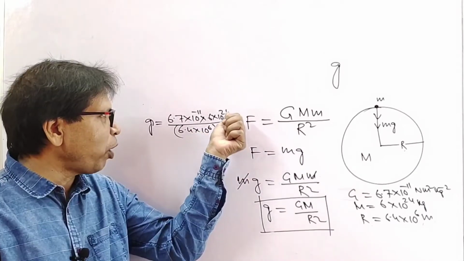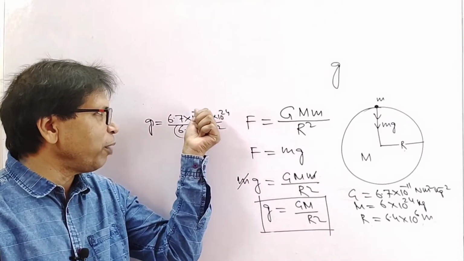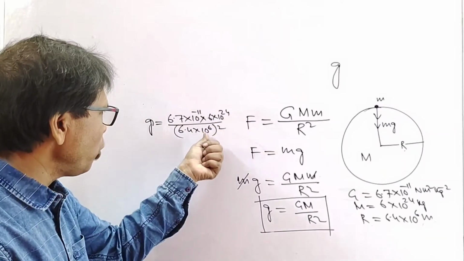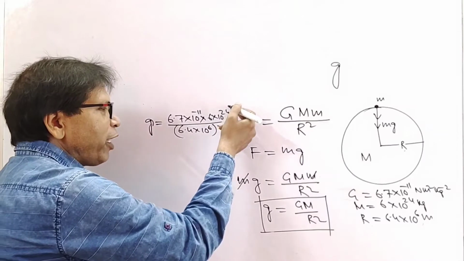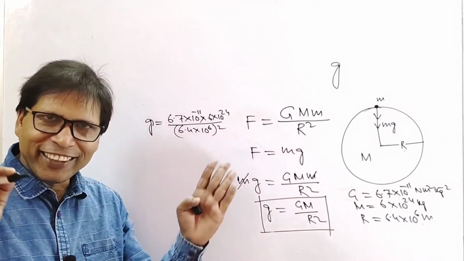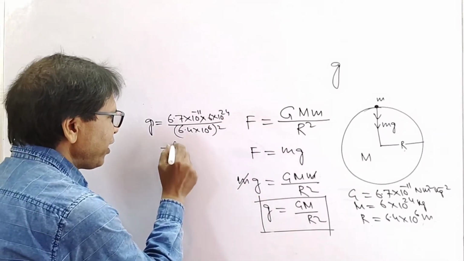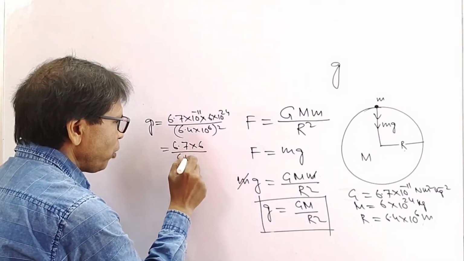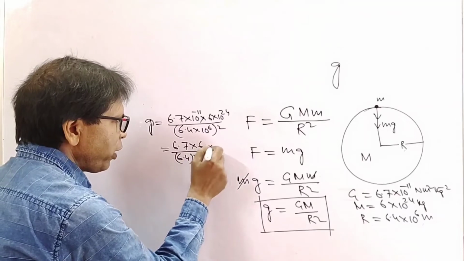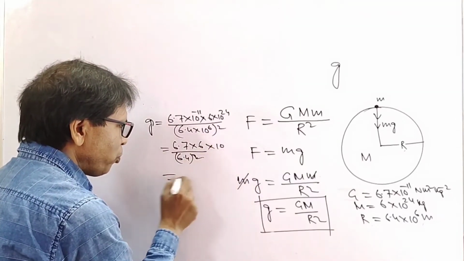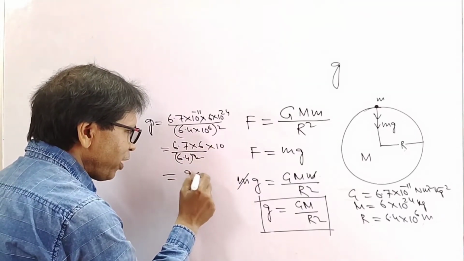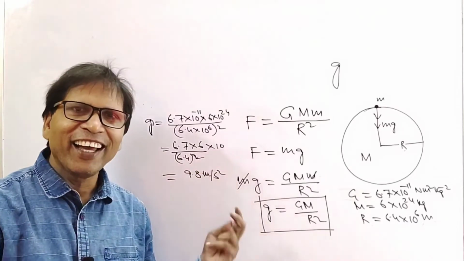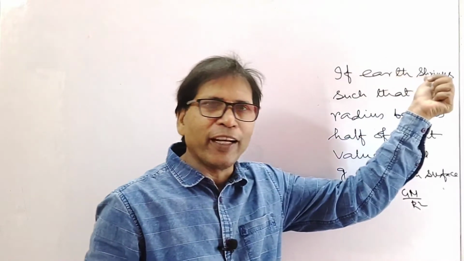Look here, power 24 and power minus 11, so the power is 13. And here we have 10 to the power 12. So 10 to the power 13 by 10 to the power 12 is 10. So this is 6.7 into 6 divided by 6.4 whole square into 10. Therefore, this is 9.8 meter per second square. Understood? Now a numerical.